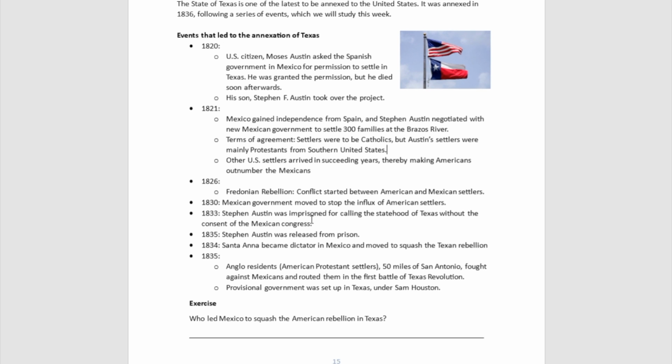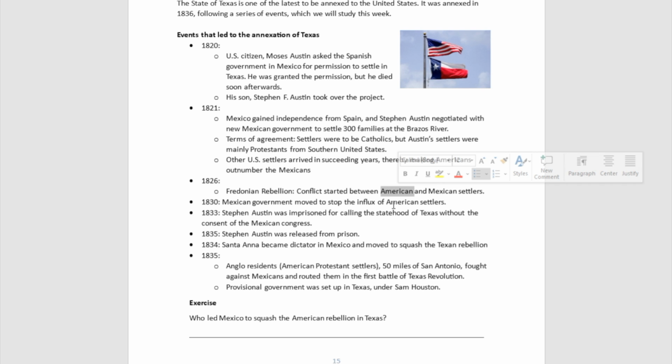And in 1826, the Fredonian Rebellion started. So there was a conflict between the Americans and the Mexican settlers because the Americans were becoming larger and larger ultimately than the Mexican settlers. So in 1830, the Mexican government moved to stop the influx of the American settlers, but they couldn't do that. And in 1833, Stephen Austin was imprisoned for calling the statehood of Texas without the consent of the Mexican government.